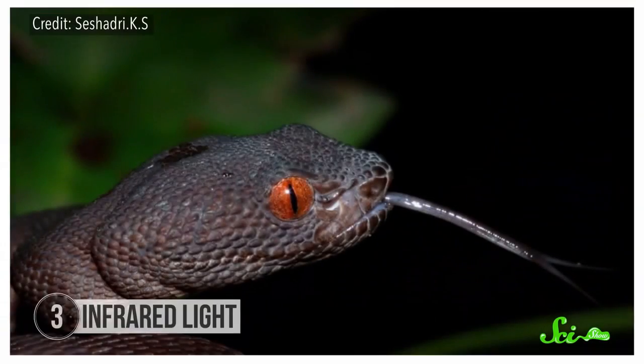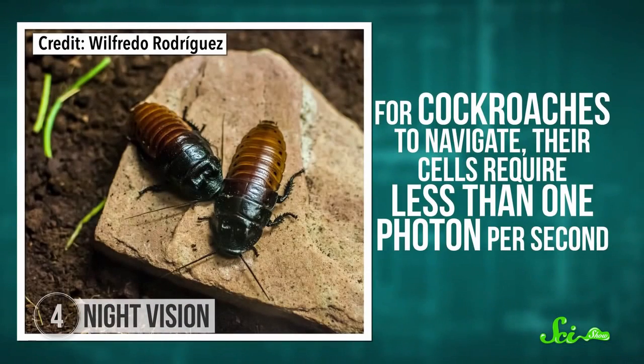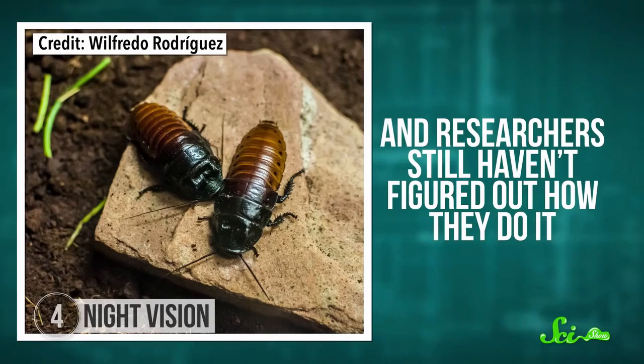Many snakes have what's essentially a built-in thermal imaging camera. They can use infrared light to track down even the quietest prey in the dark, including us. But the night vision of some insects is even better. For cockroaches to navigate, their cells require less than 1 photon per second, and researchers still haven't figured out how they do it.